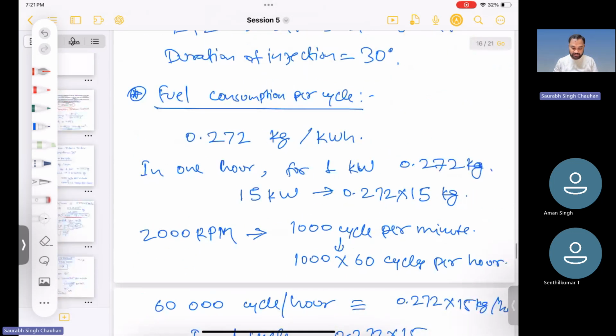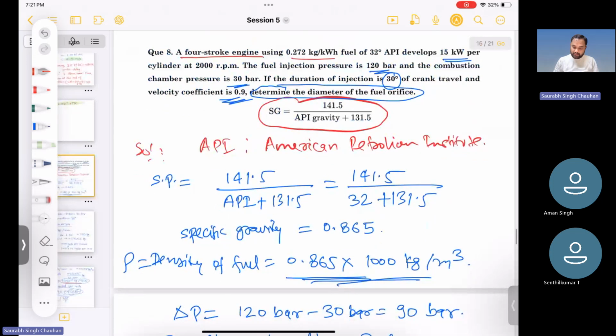Okay, so let's quickly see what we have done. There was a four-stroke engine. Fuel density was given in API. So we discussed that API stands for American Petroleum Institute, and this institute has given some rules to define the specific gravity, and the formula is given. Using this formula, we got the specific gravity, and engine power output was given, and engine RPM was given, and brake specific fuel consumption was also given.